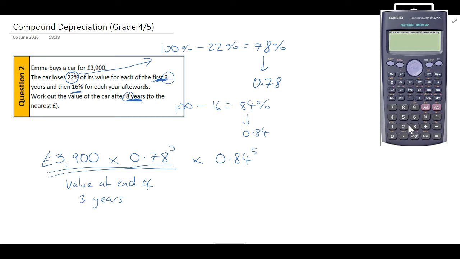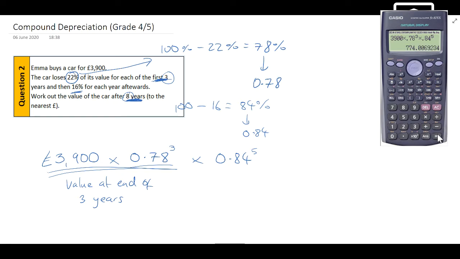So I'm just going to put that in my calculator. 3,900 times by 0.78 to the power of 3. On your calculator, the little cursor's just flashing at the top here, and if I put a times in there, it does it as part of the power. So please make sure you remember to press right so your cursor goes back down to the bottom, and we're going to multiply that by 0.84 to the power of 5.